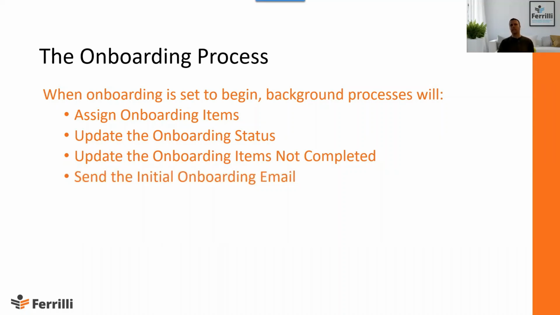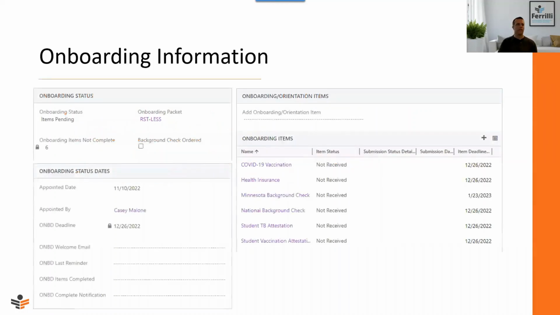So just to give you a sense of what this looks like in one of the client environments that we've done this for, here is a screenshot. As you can see, we've got a section for onboarding status where we're able to track that onboarding status. We've got a reference of the packet that was assigned. We see that counter, right, of the number of items that are pending and outstanding.